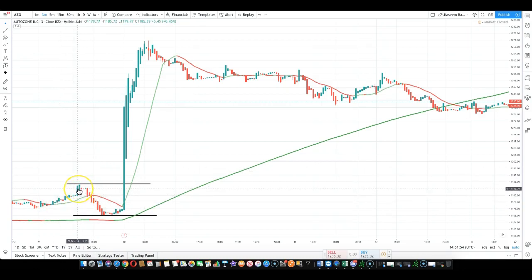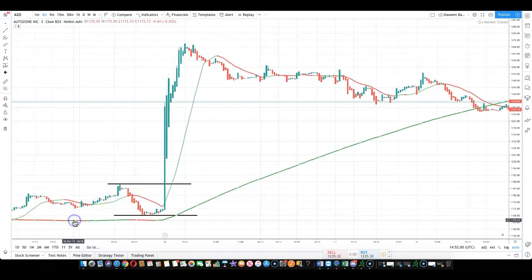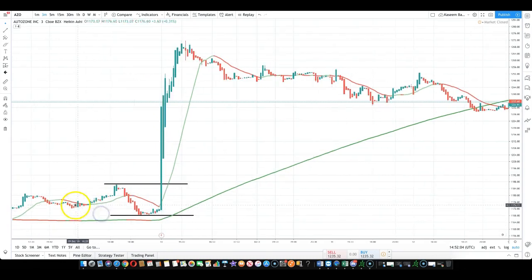That's all we're about on this channel. The 20 and the 200 moving average. This is the 200 moving average. This is the 20 moving average, right? So when price is above the 20 moving average, we know right here it's time to buy into the trade.